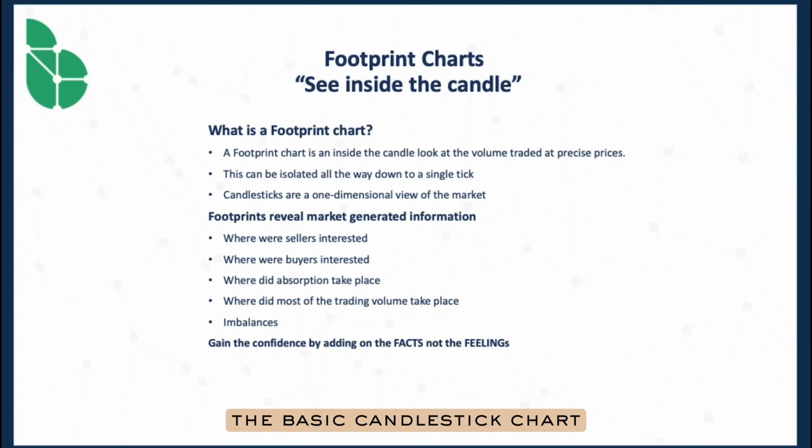Now, the basic candlestick chart is pretty one-dimensional. You get four figures from it: the high, the low, the open, the close. But you don't really get any under-the-surface, atomized or granular data. You don't get a look inside of the candle.